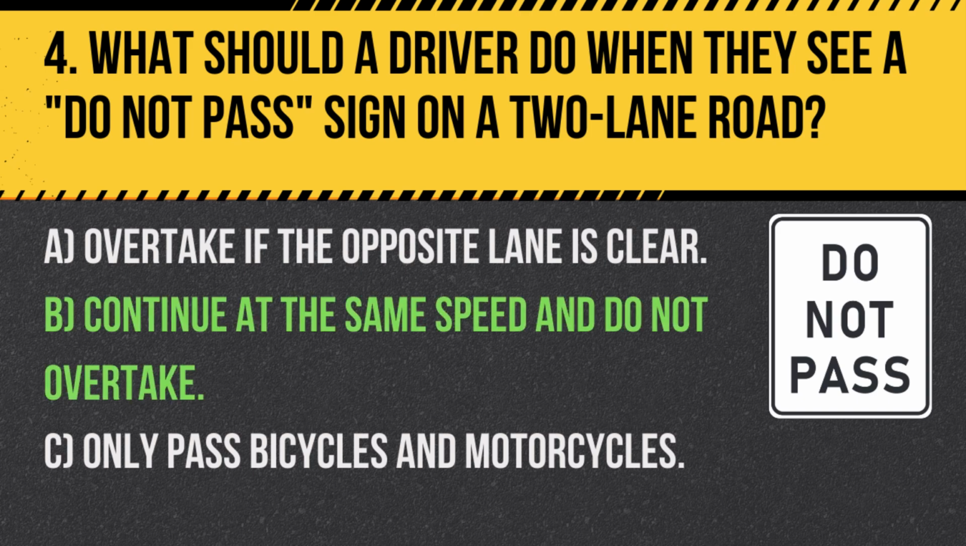Answer. B. Continue at the same speed and do not overtake. A do not pass sign indicates that passing is unsafe and illegal in that zone.